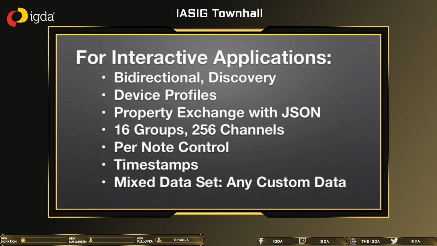We have per note control, which is great if you're going to use MIDI as a way to trigger notes and other audio things, audio clips or loops. Per note control would allow you then to have very fine control over everything that you're doing. Whereas in MIDI 1.0, we only had that on a channel basis. We now have that on a per note basis. Timestamps will be a tremendous help to a lot of applications. And finally, this mixed data set, to send your custom data along with your MIDI data, whatever that might look like.